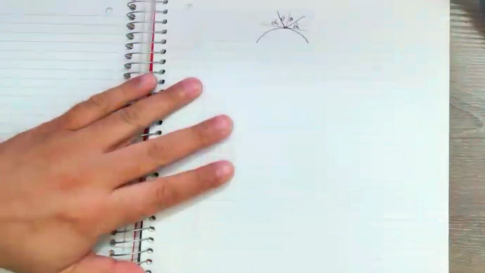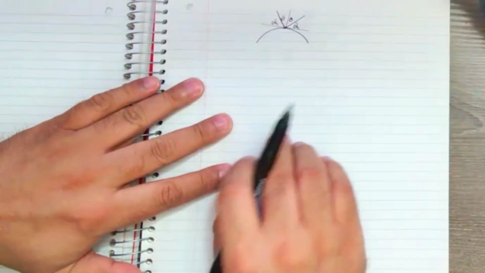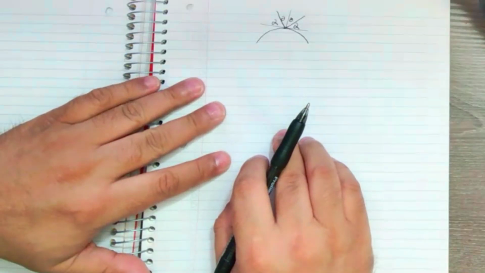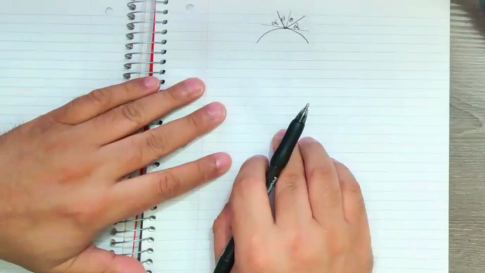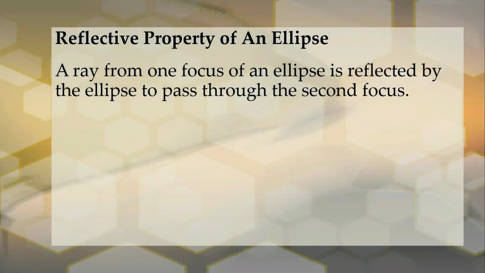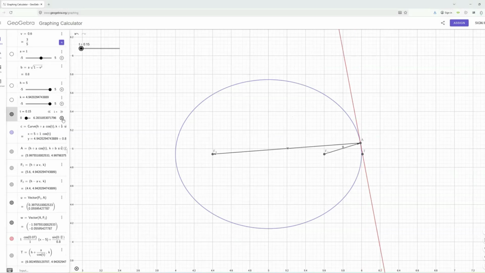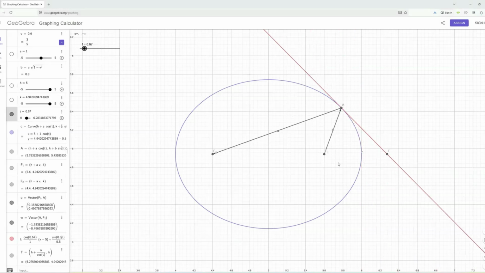So let's use the law of reflection to analyze the reflective properties of the conics, and we'll start with the reflective properties of an ellipse. The reflective property of an ellipse is that a ray from one focus of an ellipse is reflected by the ellipse to pass through the second focus. So again, a ray from one of the foci of the ellipse is reflected by the ellipse to pass through the second focus.